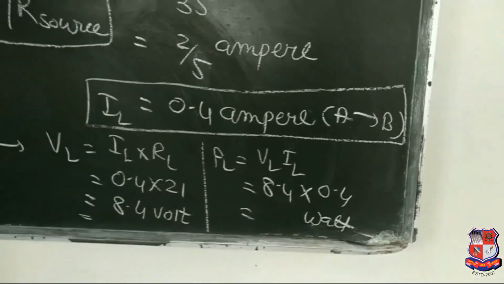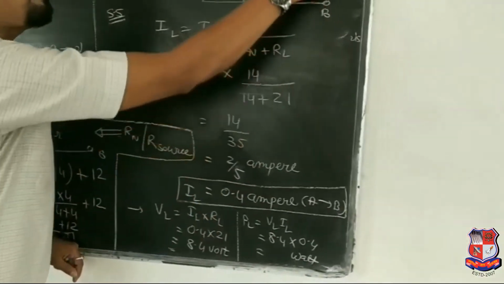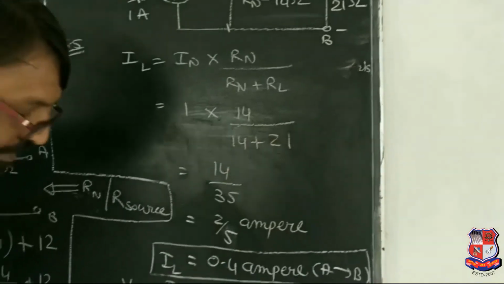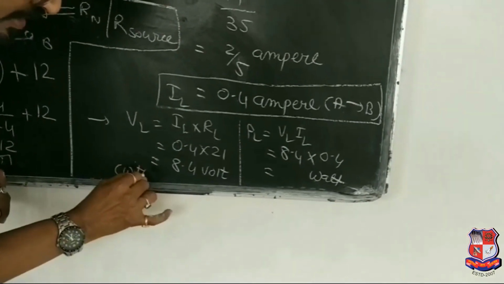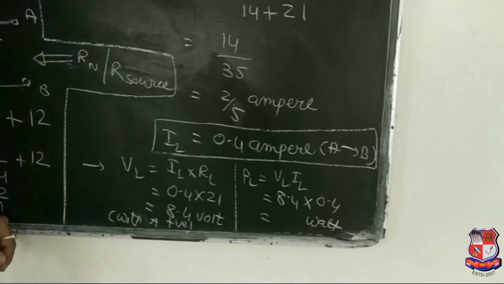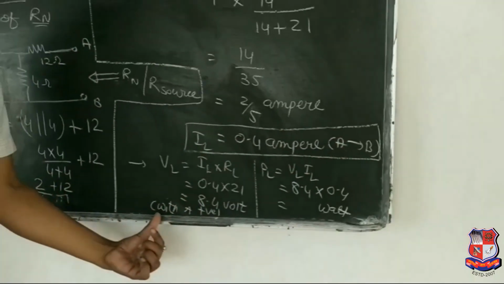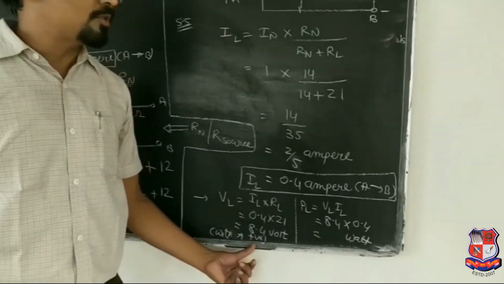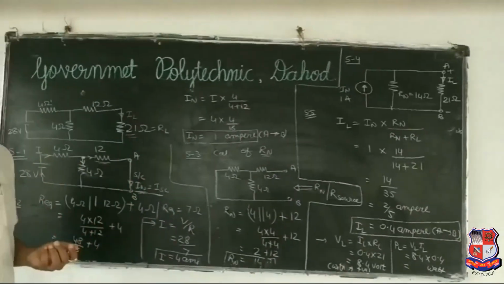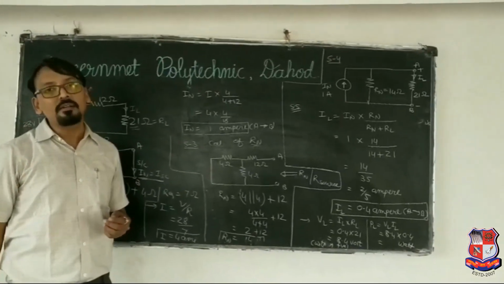When we find the voltage, we have to mention the polarity. Here current flows from A to B, meaning terminal A is positive and terminal B is negative. So we can say it is with terminal A positive. So when we find current, we have to mention the direction, and when we find the voltage, we have to mention the polarity. So that is all about Norton's theorem. So friends, now you get the idea how to solve a numerical based on the Norton theorem.